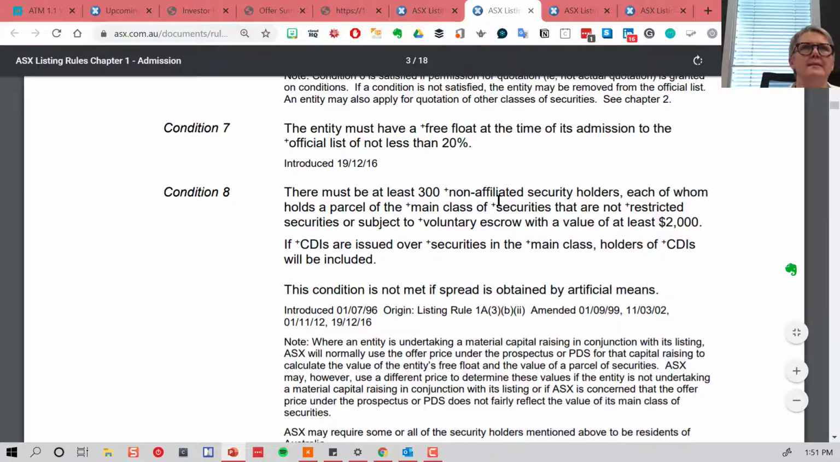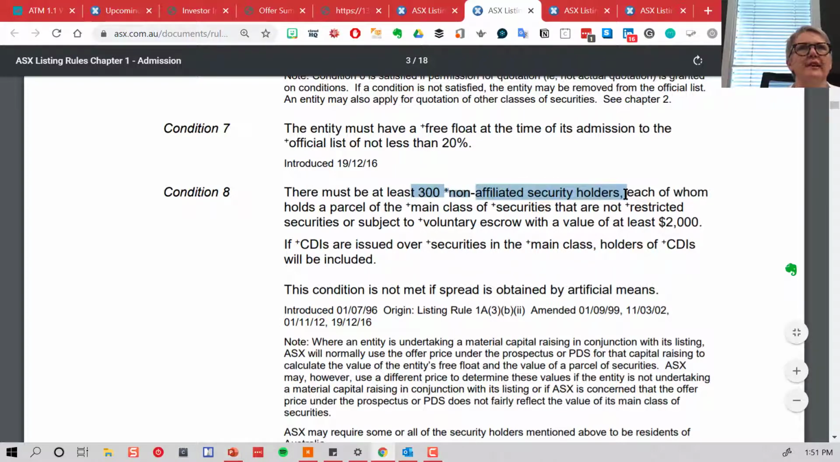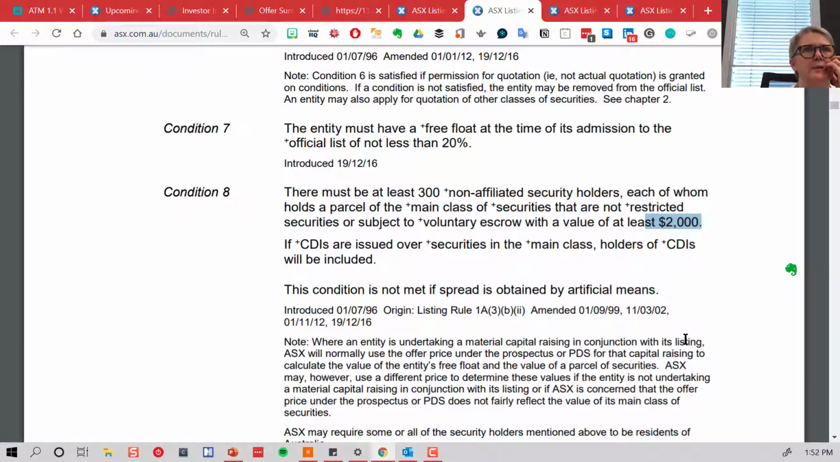The other thing that they do to make this happen is they look at the number of shareholders. So you need to have at least 300 non-affiliated shareholders who have at least $2,000 worth of shares at the listing price.